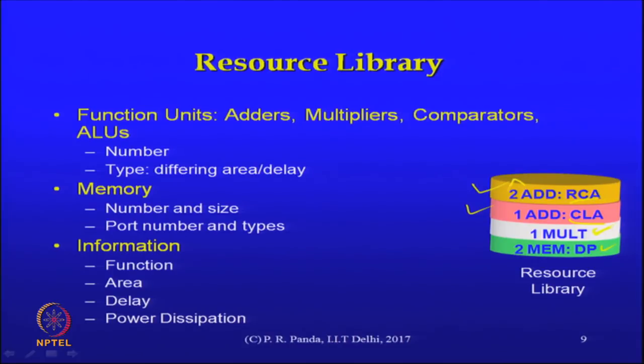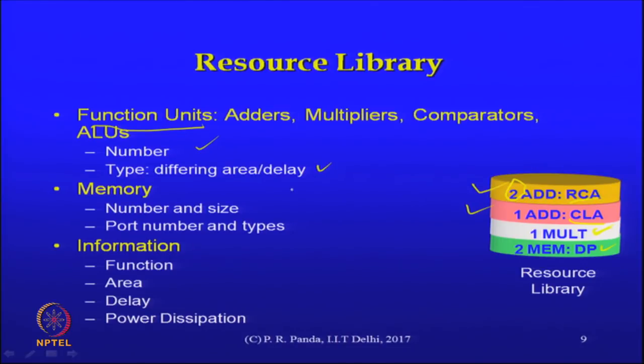These numbers here could tell us, for example, how many such resources are there. Sometimes we may have a constraint on what resources are there and how many of each resource we are able to use. So, it could be that we also have this information of how many resources of each type are available for us. Our function units would be adders, multipliers, comparators, ALUs and so on. I would have perhaps the number of them, but also important are the distinguishing features between those components, which would be visible to the user of that library. The synthesis tool is the user of that library.